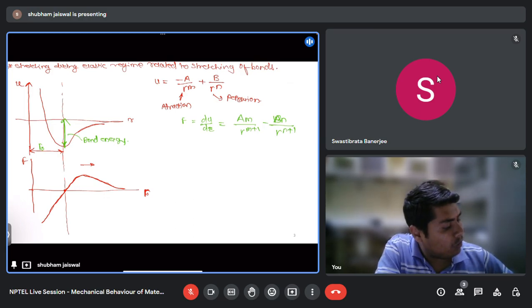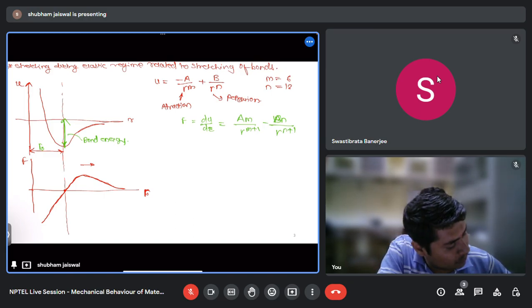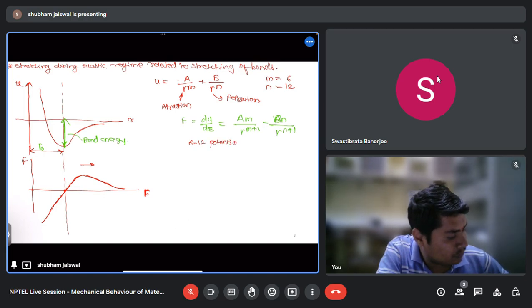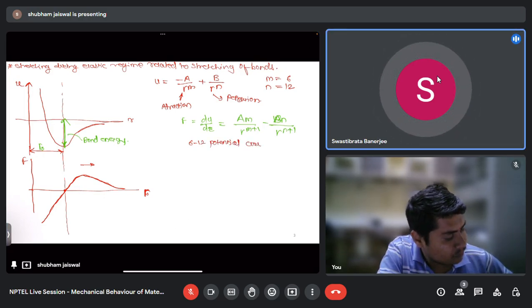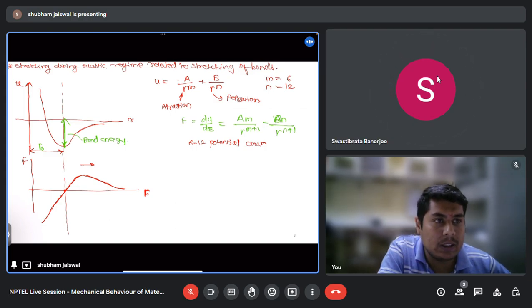In this equation we have m and n. m is usually taken as 6 and n is generally 12. And this curve is also known as, do you know the name, Swati? The 6-12 potential curve. Yes, sir, this is the general value of m and n.